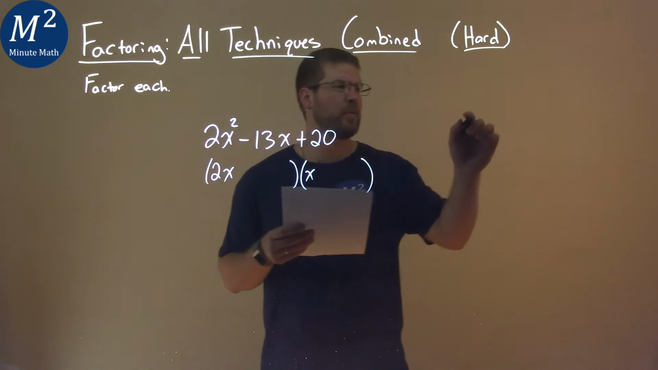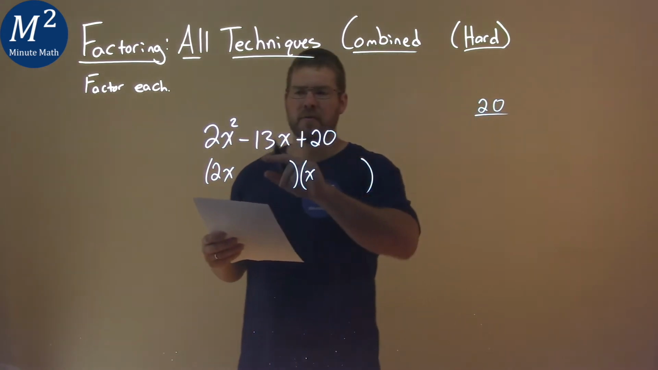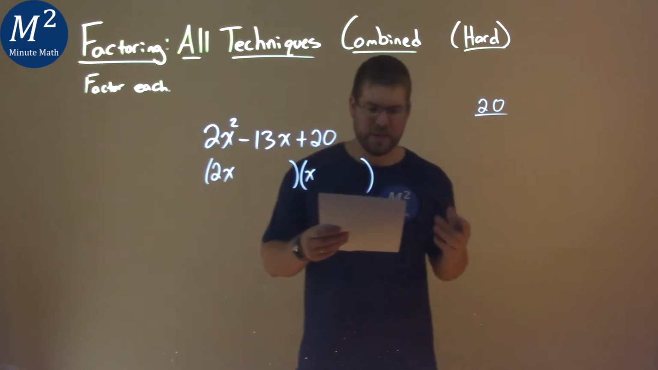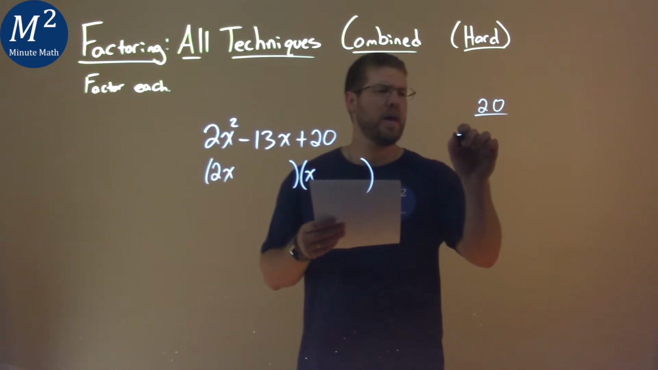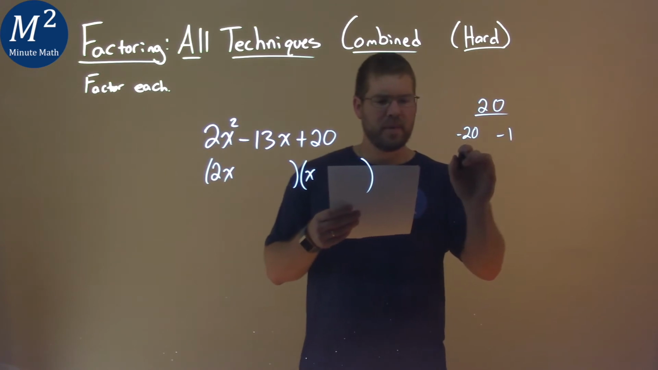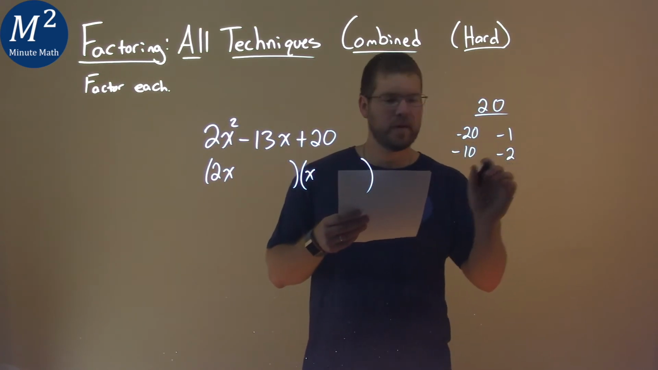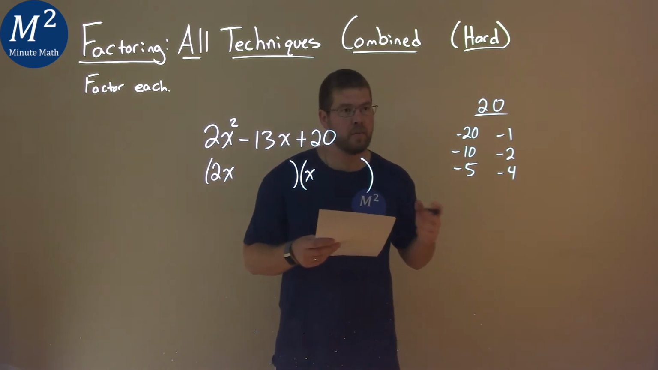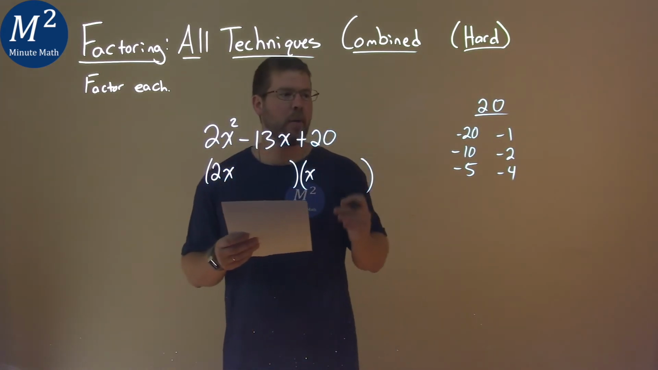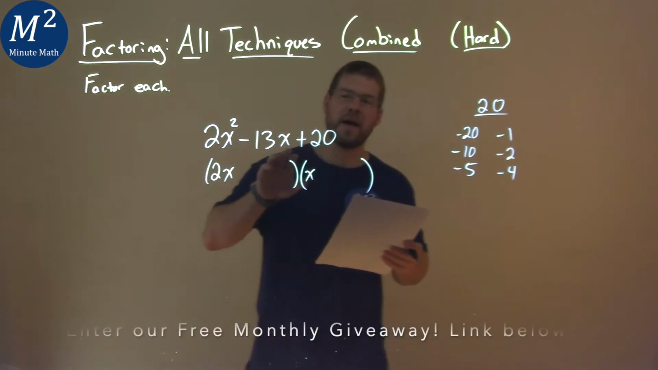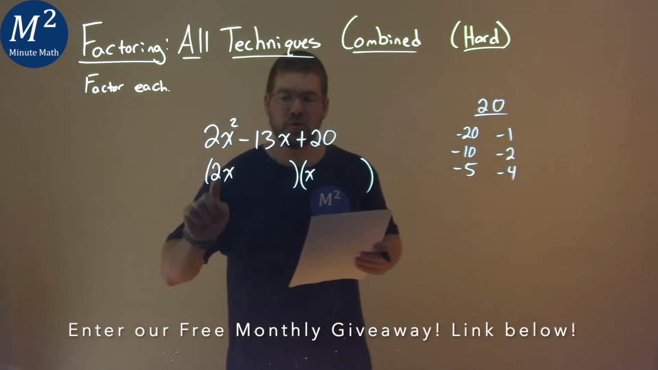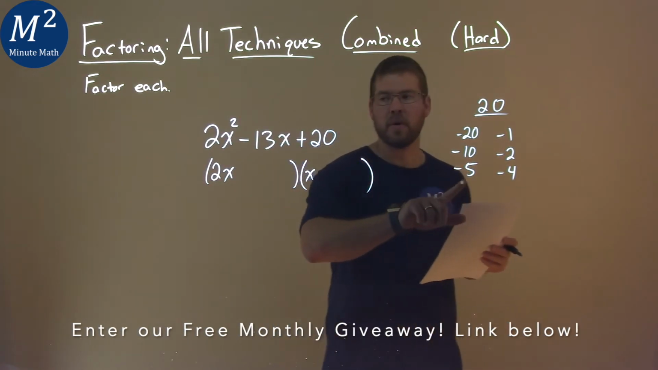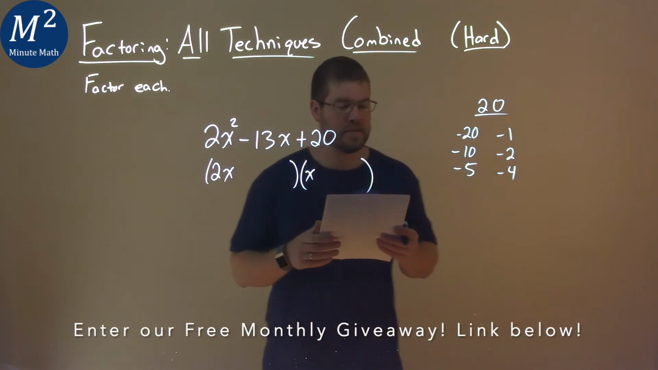Now our c value is 20, but notice our b value is negative. That means the two numbers that multiply to be 20, both will have to be negative. So let's go find some pairs. -20 and -1, -10 and -2, and -5 and -4. Each one of these pairs multiplies to be a positive 20. So now we have to find not specifically which ones add to be -13, but 2 times one of the numbers in a pair plus 1 times the other one gets us -13.